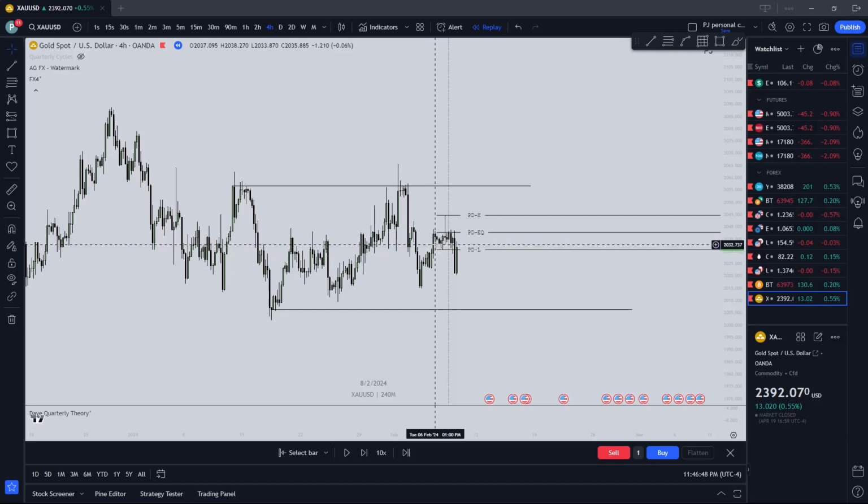chop down to 50%. We chop under halfway of the candle. Open, low, high, close, and then sweep the range high. Accumulation, manipulation, distribution, lower time frame.